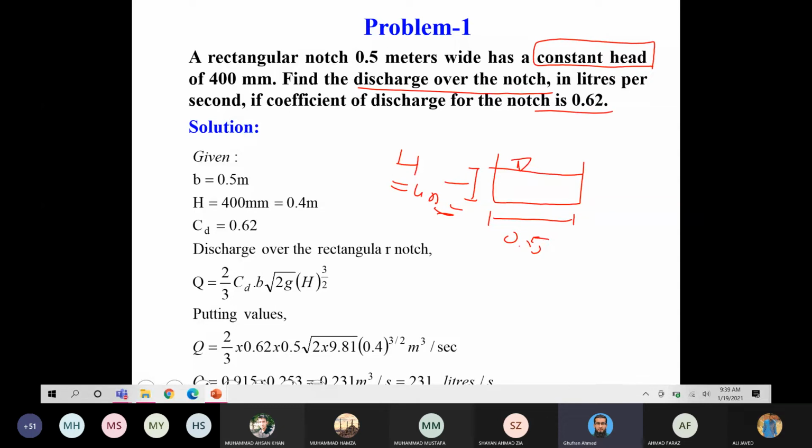Find the discharge over the notch. If the coefficient of discharge of the notch is 0.62, B is given, H is given, CD is given, Q के formula में सारी चीजें put करें. So can you find Q? Yes, sir. Okay. I hope it is clear to you.